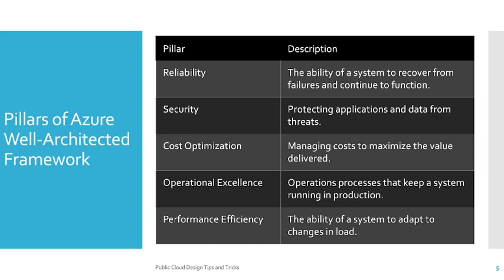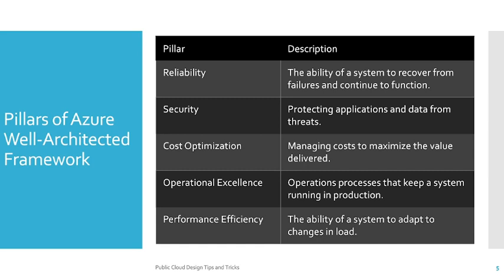Then the operational excellence. Operational excellence is also another one of the major factors, I can say, where the operations process keeps a system running in production. That means once you are done with your production go live, then there is the operational process which needs to be taken care of to maintain the production life cycle, and that has to be chosen, or needs to be designed, in an efficient way. That is what we call operational excellence.